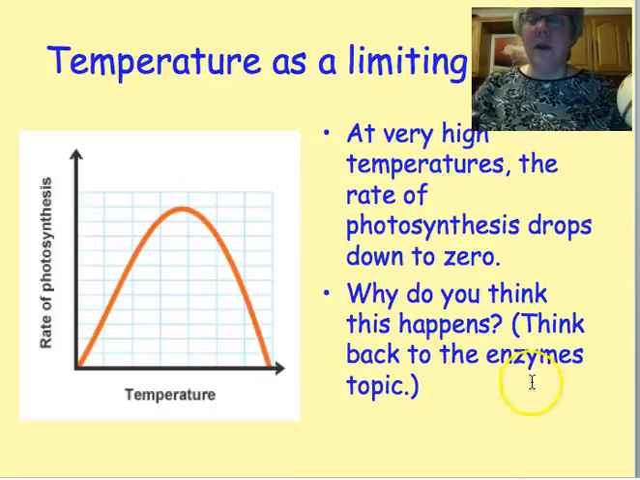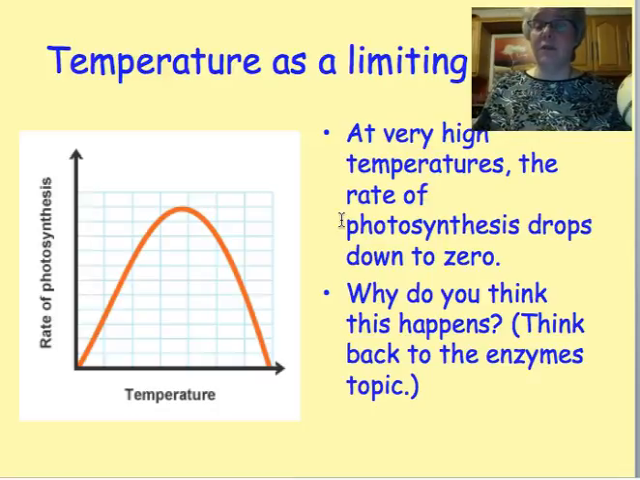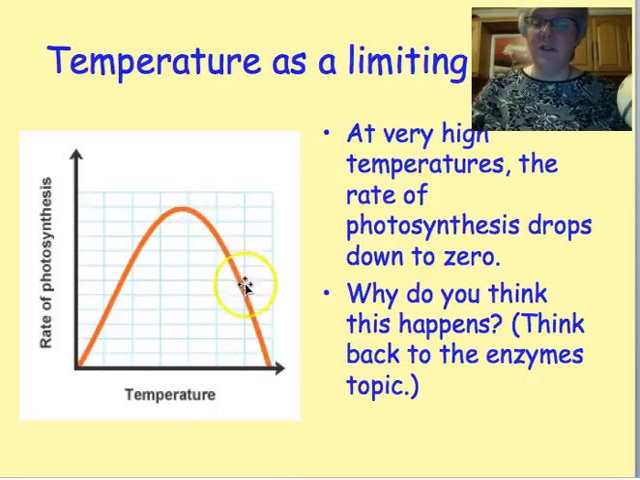Well, think back to your enzymes topic. What is happening up here at these higher levels? Photosynthesis is dependent on enzymes, and what happens is the enzymes for photosynthesis end up being denatured, and so the rate of photosynthesis just plummets, it drops dramatically.